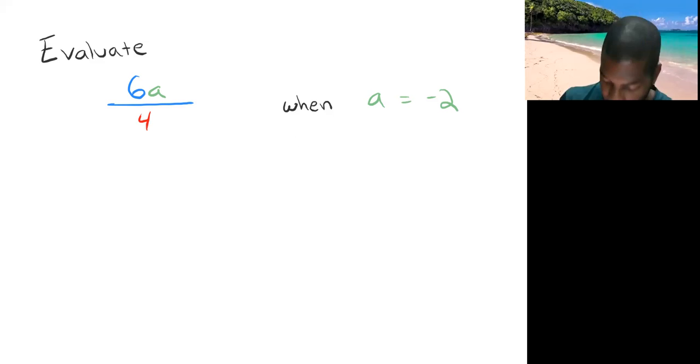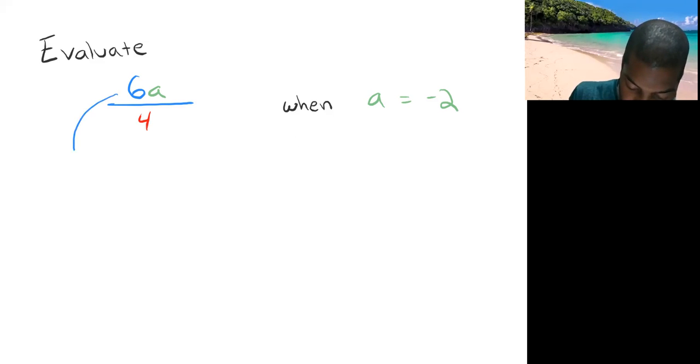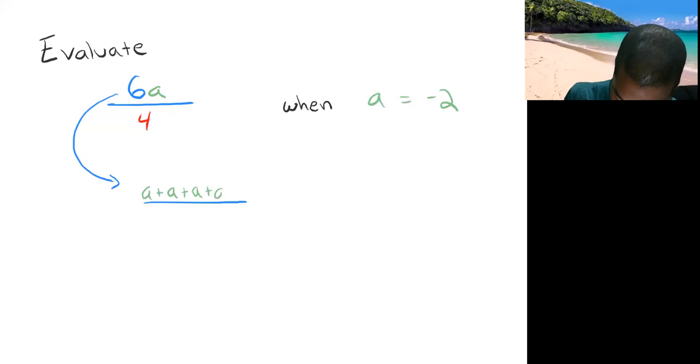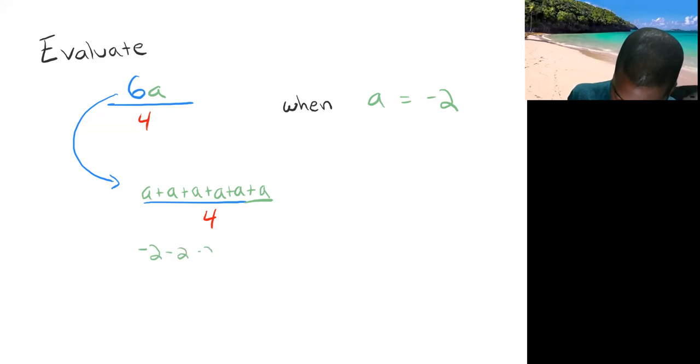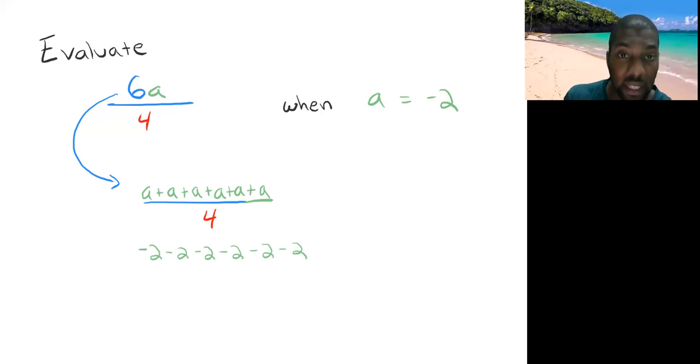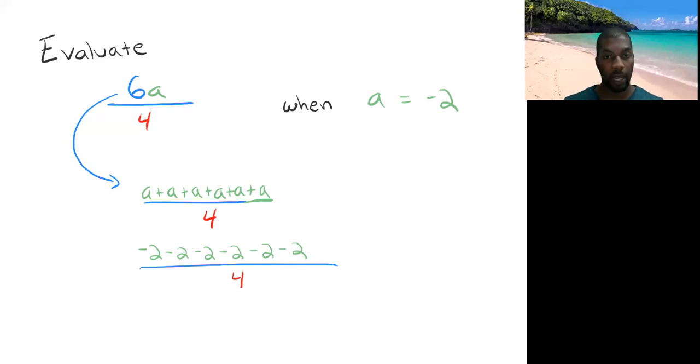So here's another way I can solve this. If I know that this is 6 a's in the numerator, I could say, look, it's 6 a's: 1, 2, 3, 4, 5, 6 a's, over 4. And then I use substitution to replace all my a's with -2. So it's going to be 6 -2's, over 4. I'm just rewriting the problem again and again.